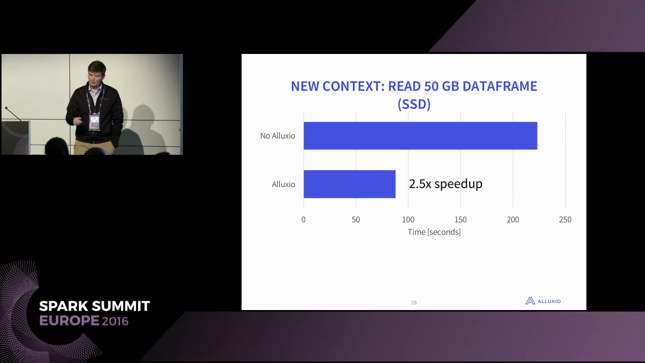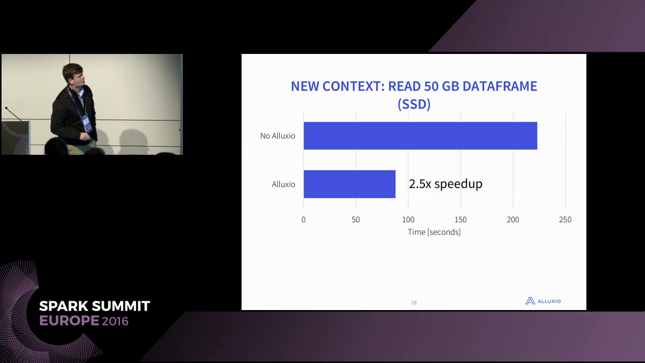If we blow up the performance at the 50 gigabyte mark, then without Alluxio, it takes about 220 or so seconds to read in a 50 gigabyte Spark data frame in a new context. If the data was instead stored in Alluxio rather than on a local SSD, you get about a 2.5x speedup.